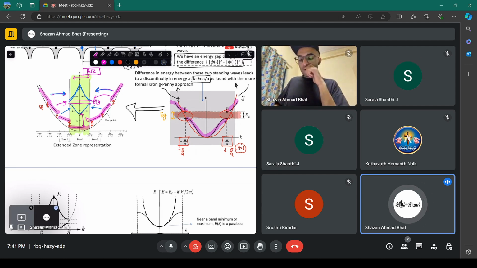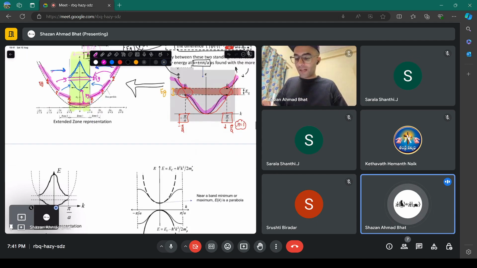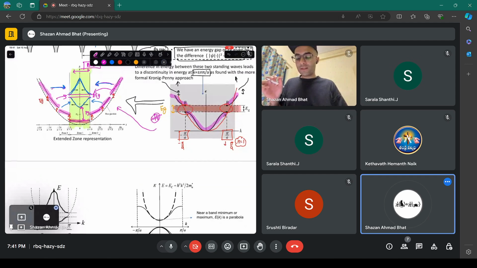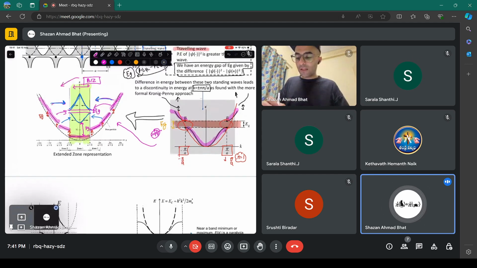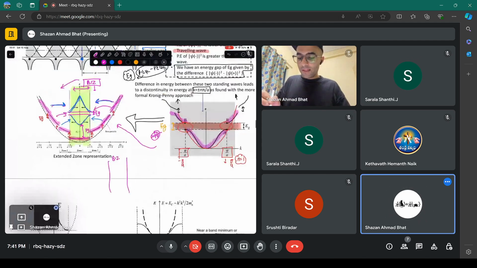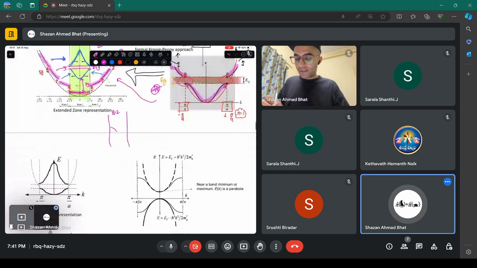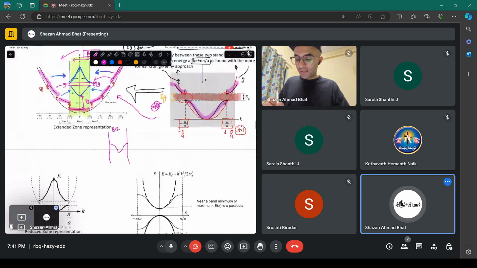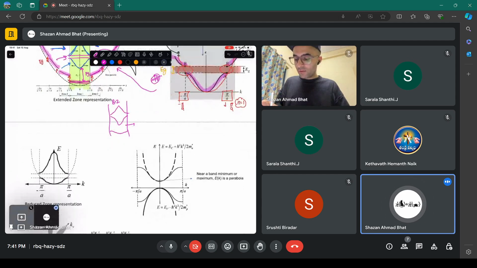Okay, so now what we have done, we have simplified this particular picture to a band picture, a reduced zone representation, the Brillouin zone. This representation where we show the energy band diagram in a first Brillouin zone, this is called the first Brillouin zone, where there is an energy band something like this, and there is a band something like this. This is called the reduced zone representation.